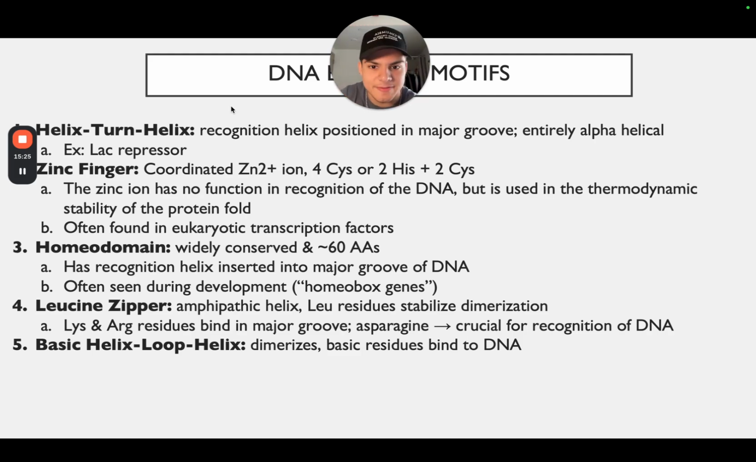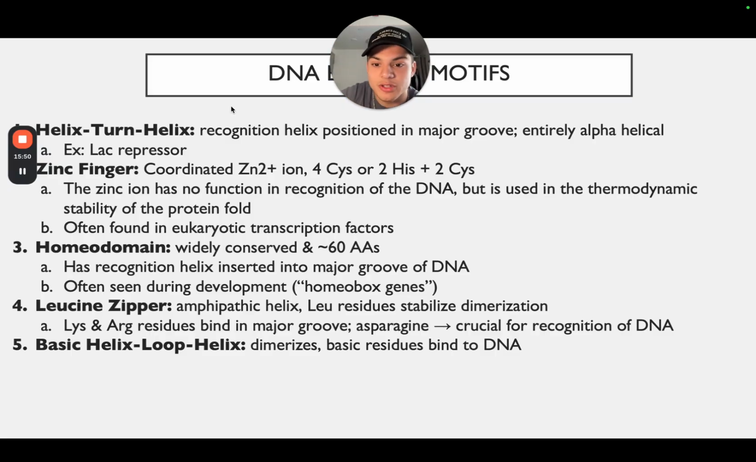Number 2 is zinc fingers. So zinc fingers are coordinated zinc ions, either by two cysteine and two histidine residues or by cysteine residues. It's either or. That's not really the specifics. You just have to know that there's a zinc in it. And the zinc ion has no function in recognition of DNA, but it is used in the thermodynamic stability of the protein fold. And that protein fold is the thing that's going to bind onto the DNA. And this is usually found in eukaryotic transcription factors.